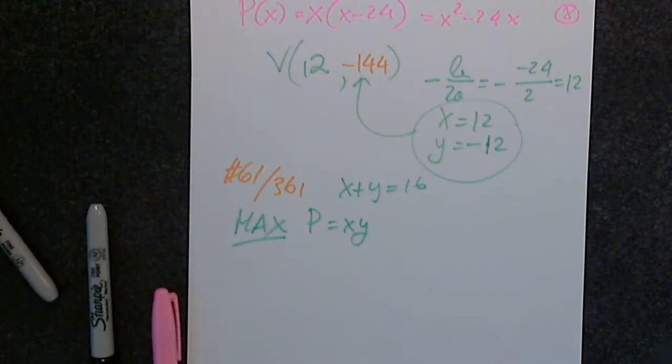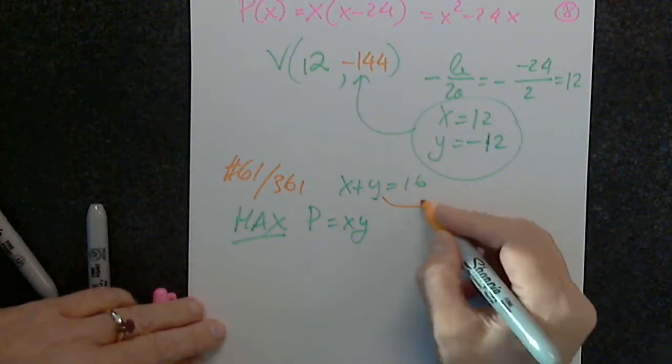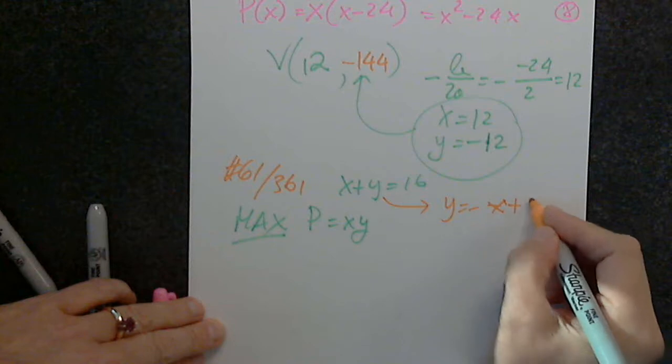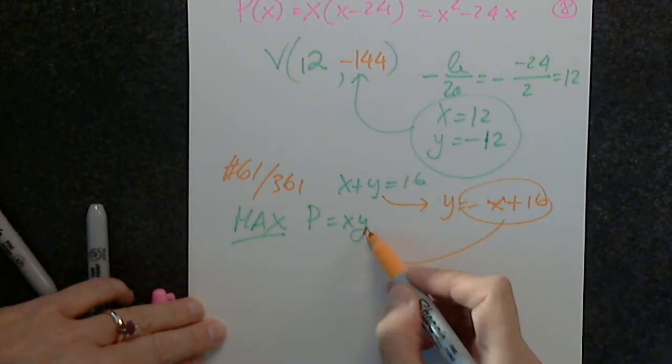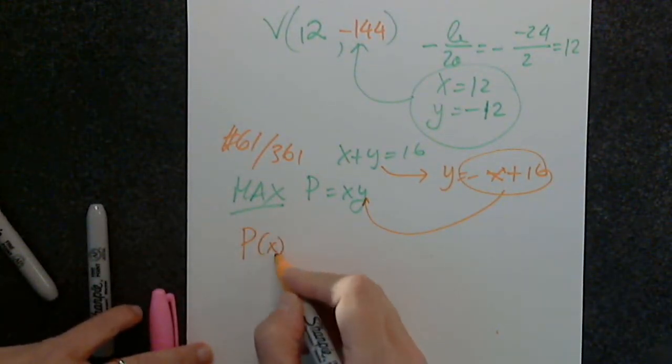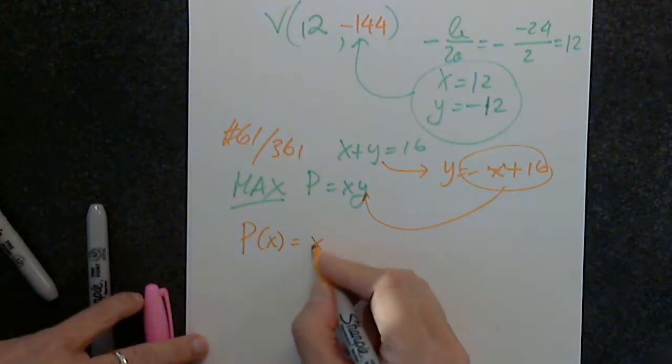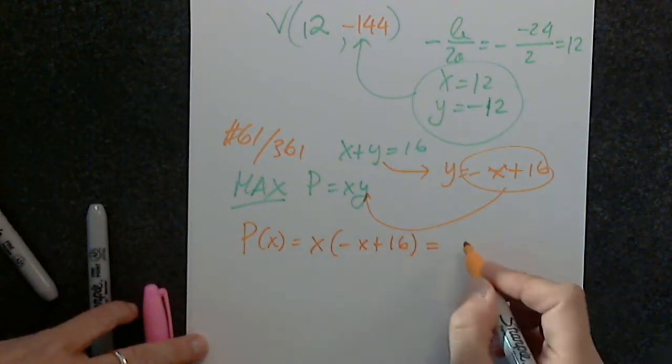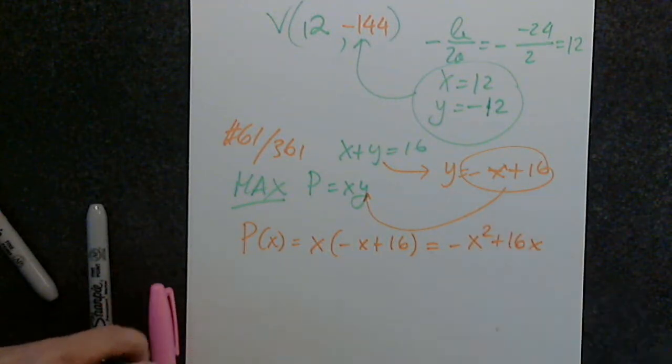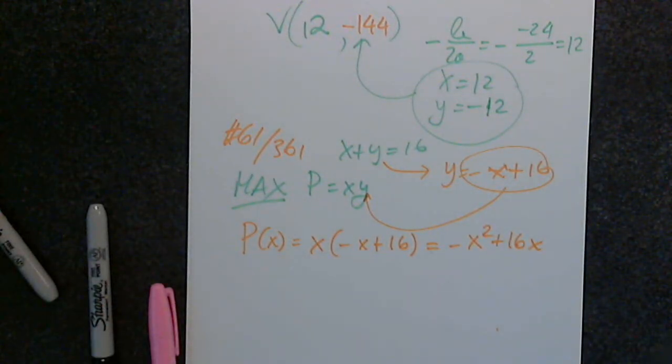So what do we do next? I don't have a function yet. If I don't have a function, I can't find the vertex. Very good. y will be negative x plus 16, and this will replace the y. So p of x indeed is the function. This is x times negative x plus 16, and this is negative x squared plus 16x. Now I have the function, so I can continue.